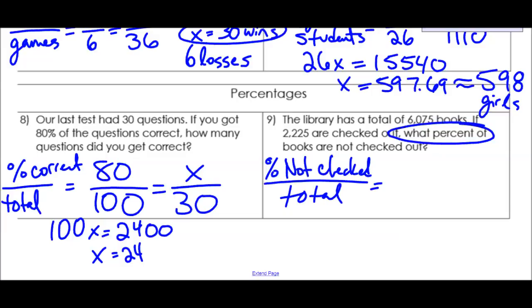We're looking for what percent, so we don't know the percent yet. That's going to be our x. And it's out of 100. We don't know the percent, but we know it's going to be over 100. On the other side, we have to think about how many books are not checked out. Well, if there's 6,075 total books, and some of them are checked out, we're going to subtract those two. 6,075 minus 2,225 books that are actually checked out. That leaves us with 3,850 books that are not checked out. Still out of the total, which is the 6,075.